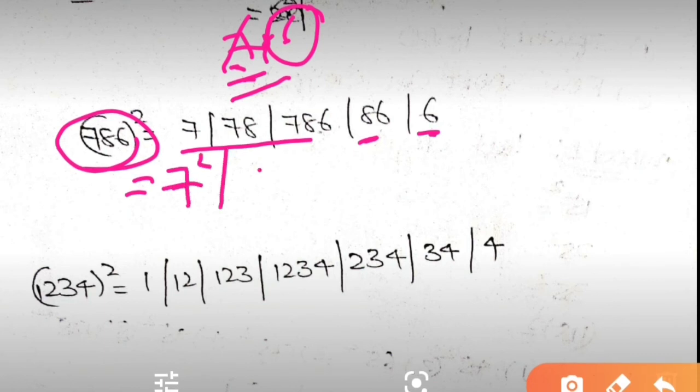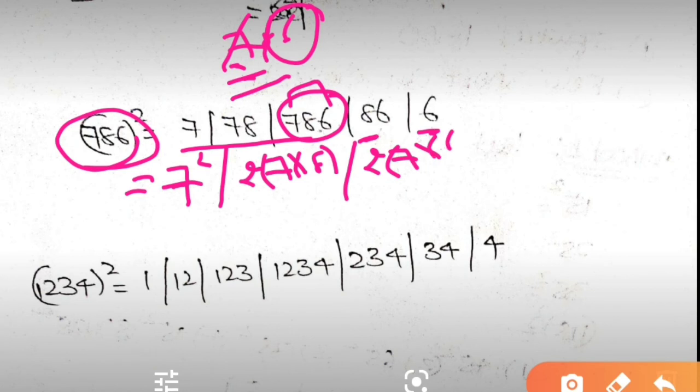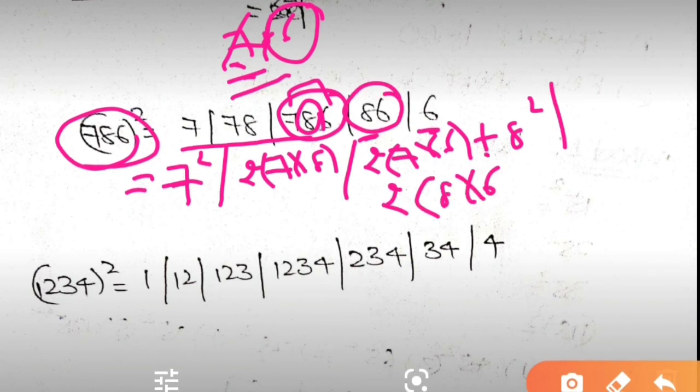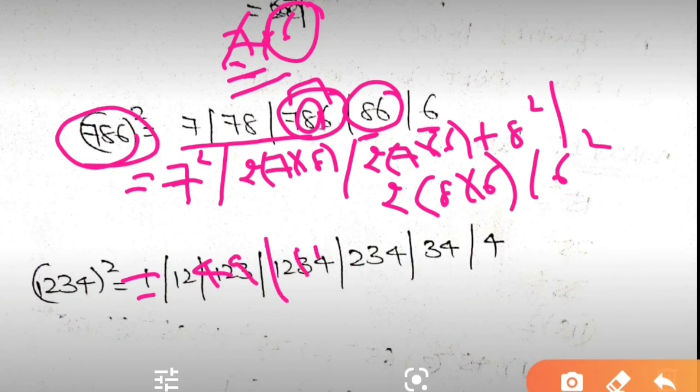If you want to find out the duplex of 2 digits, you have to multiply them, again multiply them with 2. You have to find out the duplex of 3 digits. 2 into this 7 as a pair, so 7 into 6, plus this middle digit we have to square. So if you want to find out the duplex of 86, 2 into 8 into 6. Duplex of 6, we have to write the 6 square only. So 7 square, it is 49, it is 56, 12.